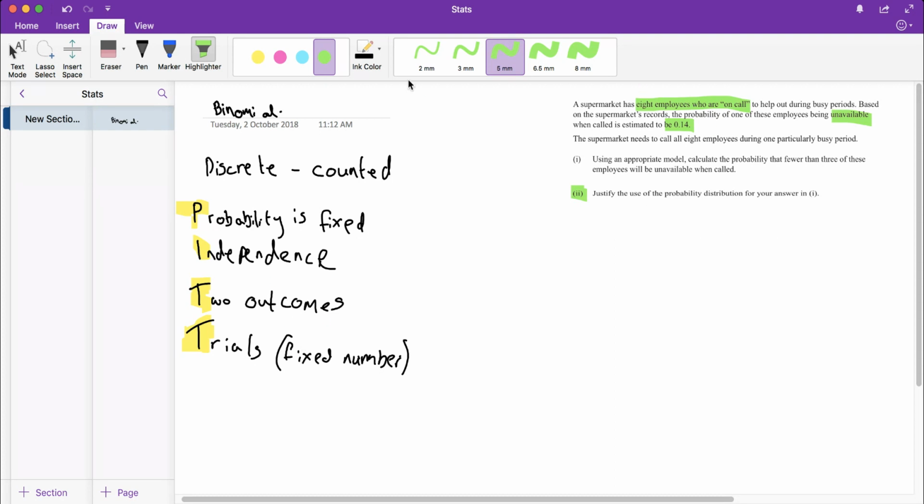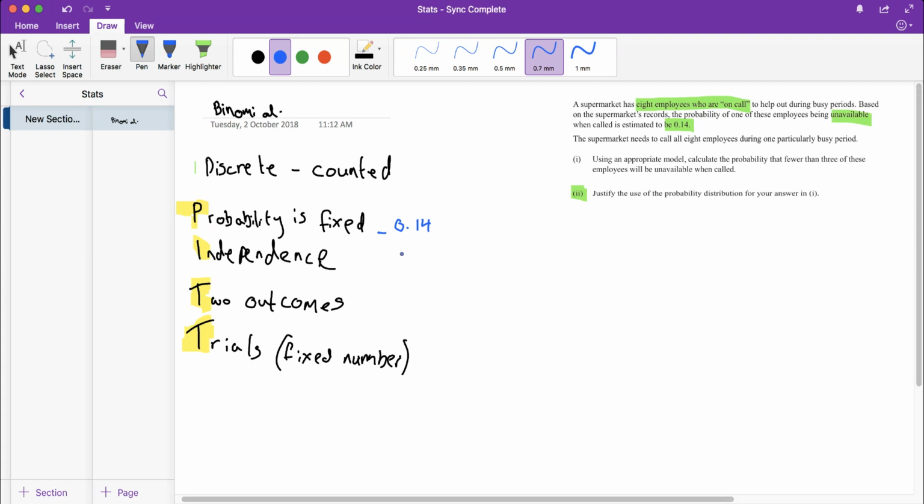So let's go through. First off, is the situation I'm working on discrete? Well, number of employees is something I can count. So yes, it is. That's a big tick for it being a binomial. Is the probability fixed? Well, they're telling me the probability is 0.14. Historically, their probability is fixed. They know that on average an employee being unavailable is 0.14, and they're saying that they've got a large enough sample, so that's fair enough.